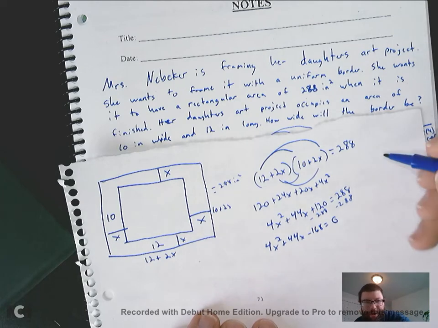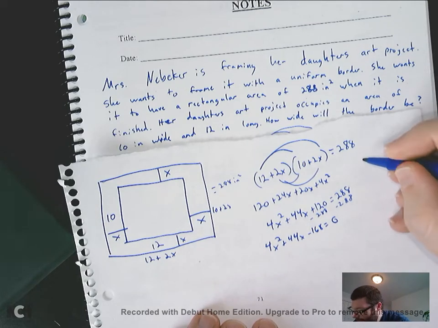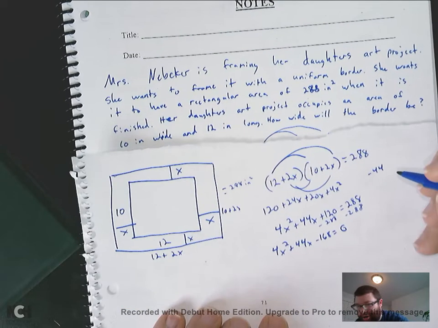So I'm going to set up my quadratic formula here. It's negative b, so negative 44. And that's what I messed up on my other example. It turned into just a 4.